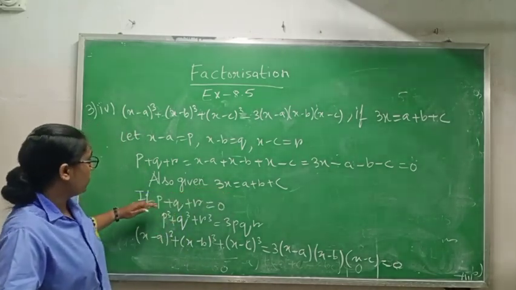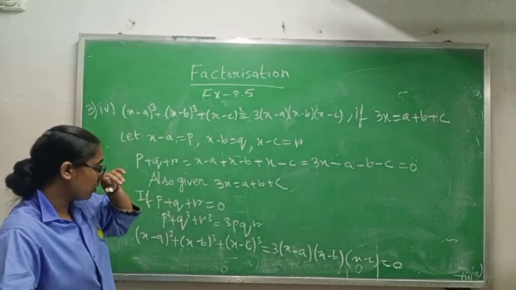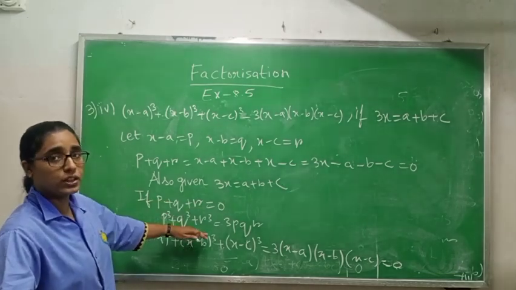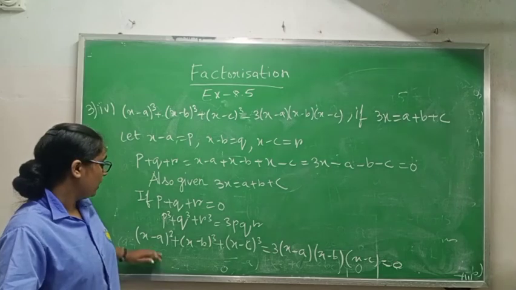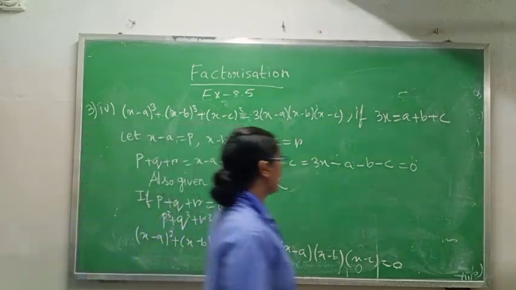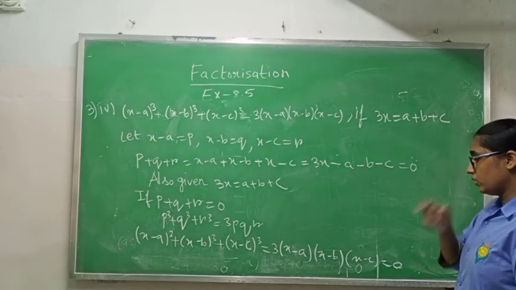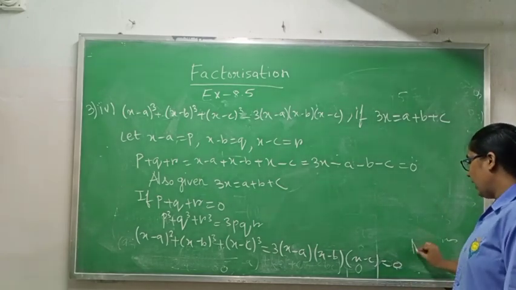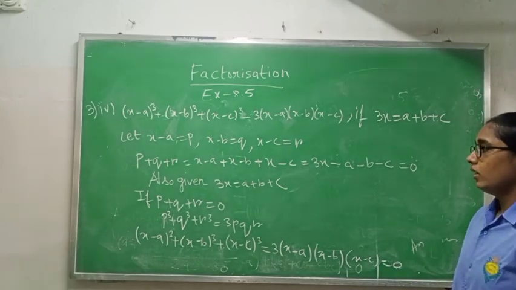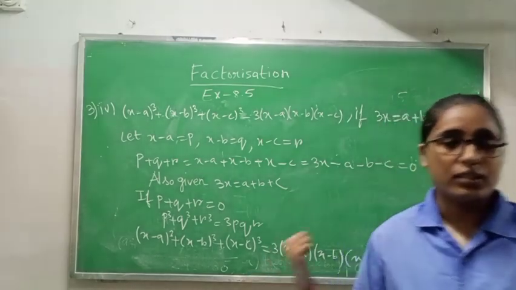Now we know if p plus q plus r equals 0, then we can say p cube plus q cube plus r cube equals 3pqr. Now I am putting the value, and since we are getting 0 here, we can write 0 here. So this one is your answer. You have to understand this one. There is no logic behind this, the last one.